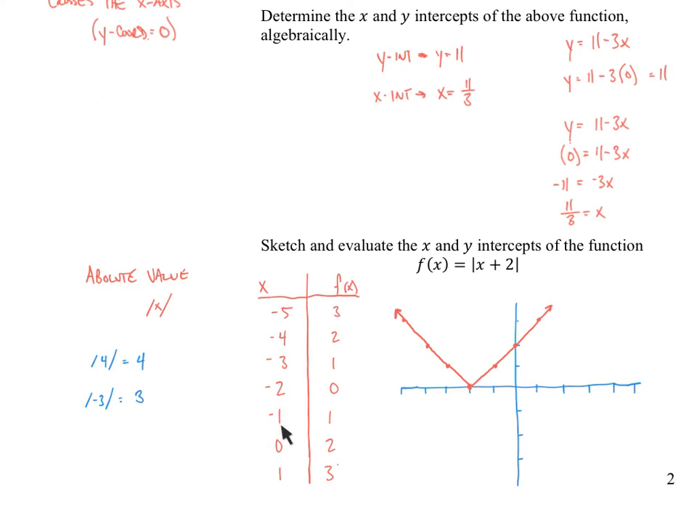And then we started plugging in values to the right of this point and going back up again. This is what an absolute value function looks like. It will have a point that it ends up bouncing off of and going backwards in the other direction.